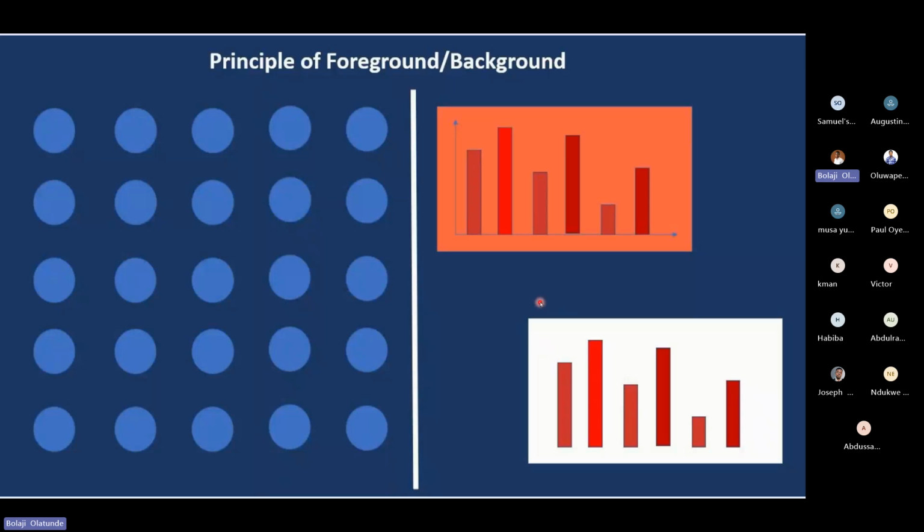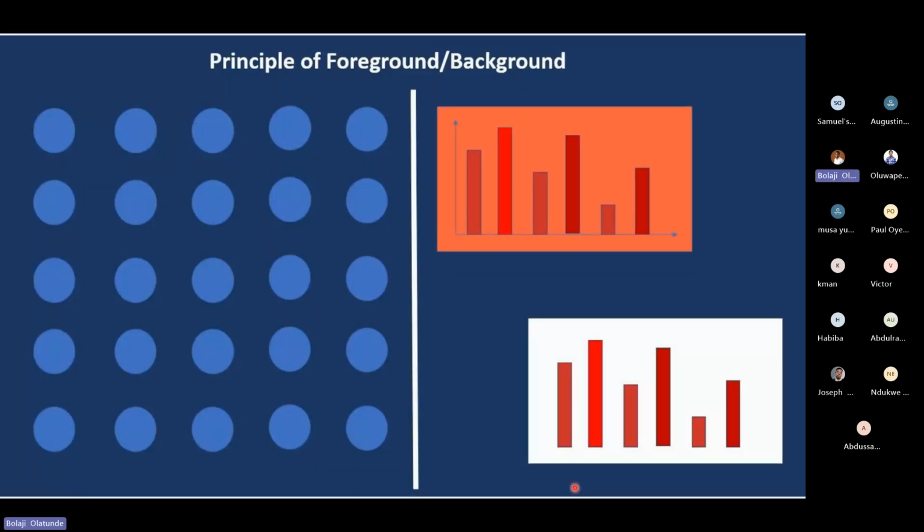So this is the first principle, which is that when you create a high contrast between the foreground, which is the data point that you're trying to visualize, and the background, the information that you want to communicate from your visualization is clear. So that's the first principle.